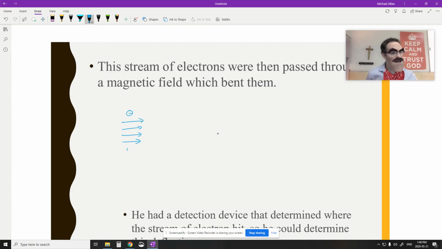So all these negatively charged particles in the beam are traveling, let's say this direction from left to right, into this magnetic field that he's producing here. Okay, so he produces this magnetic field. So this is the magnetic field. They're traveling fast enough now, so they're not going to get trapped in the magnetic field. They're going to be able to get through to the other side.